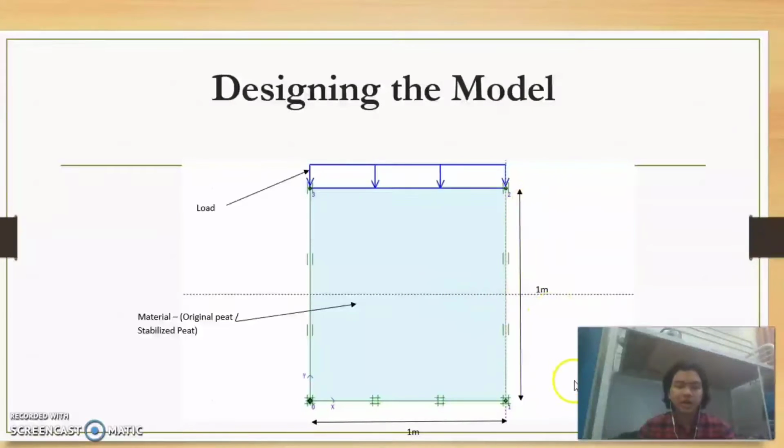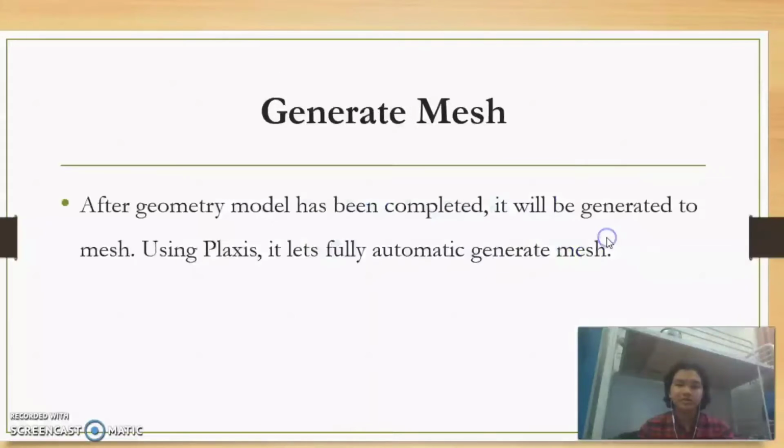The height and width are 1 meter. The material consists of original peat or stabilized peat, using the traditional stabilizer or non-traditional. At the top is the load that we will put on the sample.